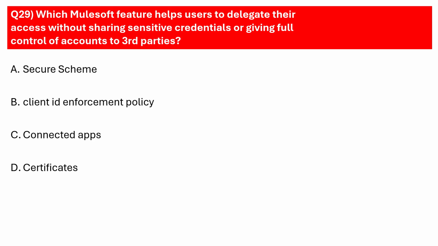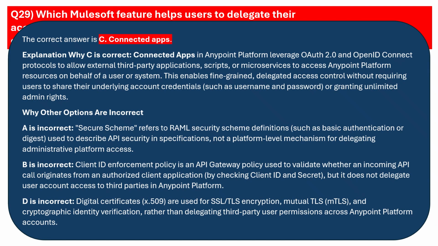Q29. Which MuleSoft feature helps users to delegate their access without sharing sensitive credentials or giving full control of accounts to third parties? A. Secure Scheme. B. Client ID Enforcement Policy. C. Connected Apps. D. Certificates. The correct answer is C. Connected Apps. Explanation why C is correct.